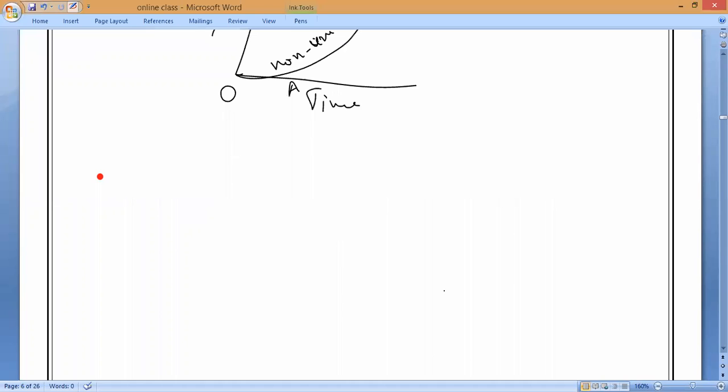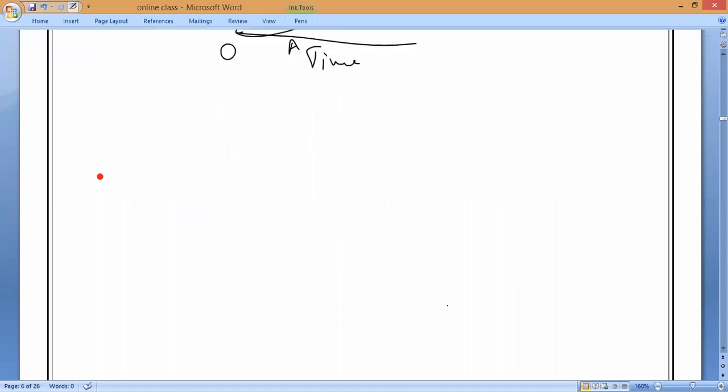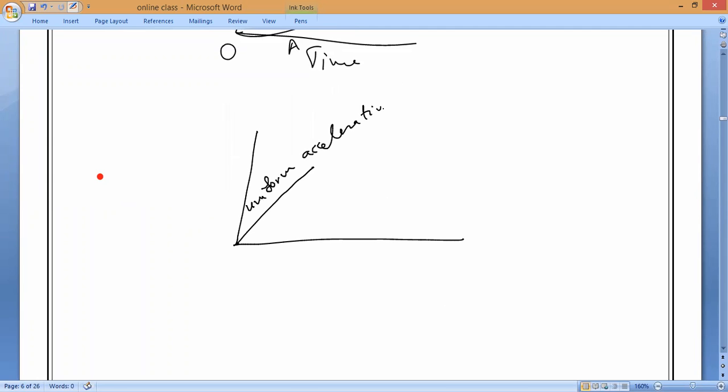Now, at last, I will explain something. Be very careful. Now, notice it. If the graph is like this, it is indicating what, guys? Uniform acceleration. Now, for example, this is a time versus speed graph only. So, if the graph is like this, what is this called? Uniform acceleration.